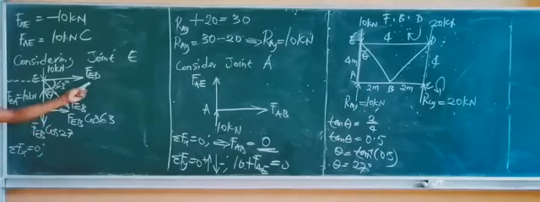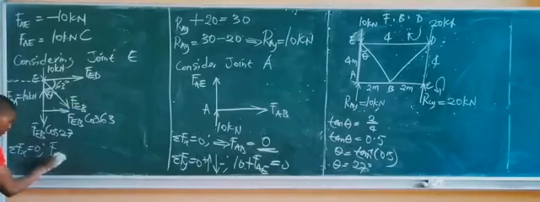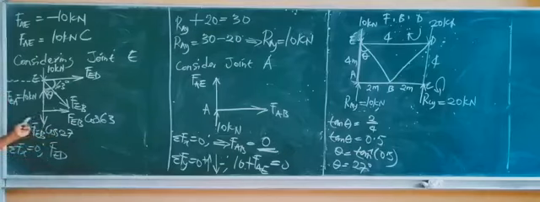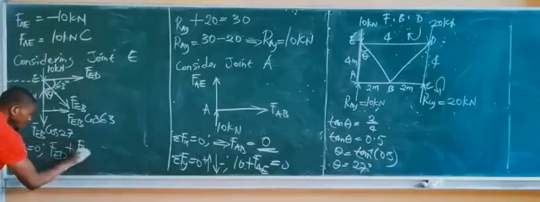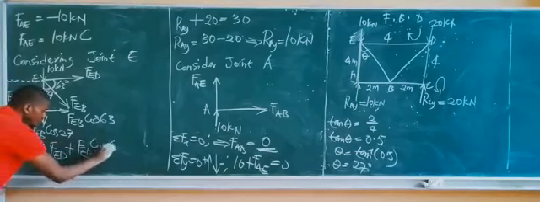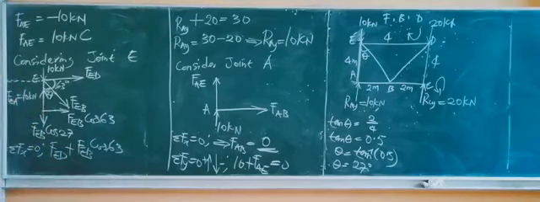First we have FEB pointing to the right, so it's positive. We take it out, FEB. Next we have FEB cos 63 pointing to the right, so it's positive. So we have plus FEB cos 63. There is no other horizontal force, so the whole of this is equal to 0.